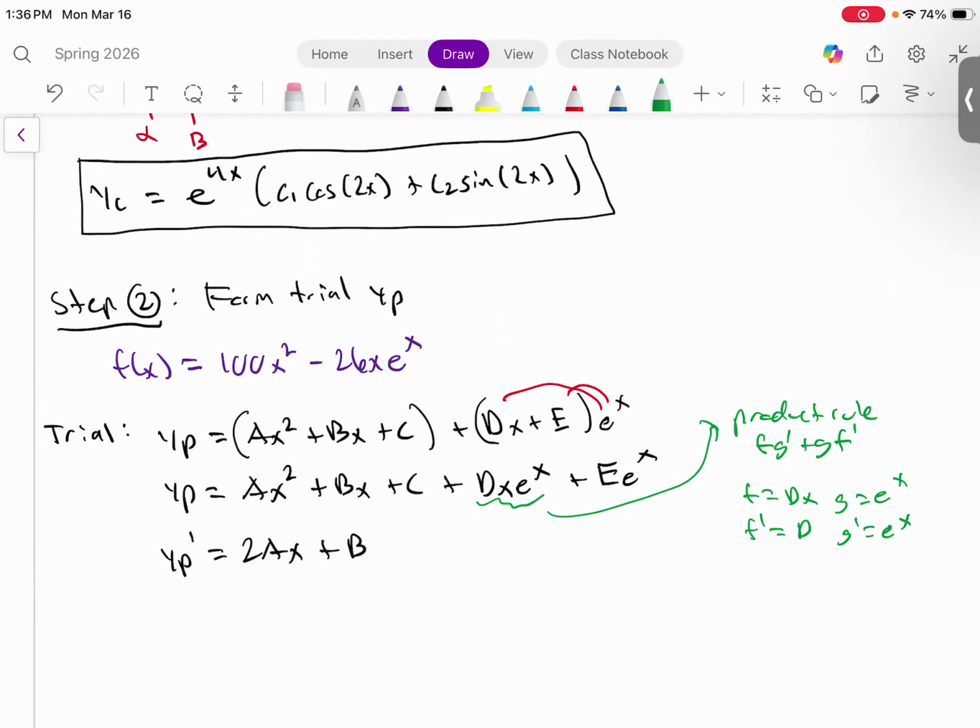So the derivative would be dx e to the x plus d e to the x. And the derivative of e to the x is just going to be itself. So these two terms right here are branching off of the product rule.